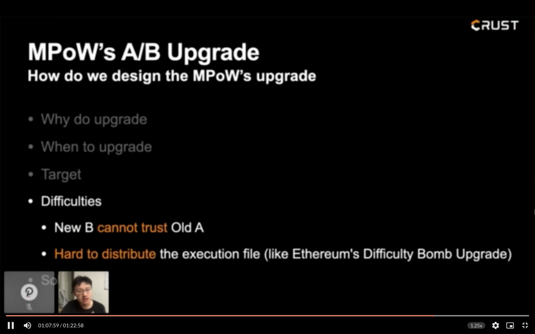However, like I said, the enclaves cannot trust each other on their own. So the difficulty is quite clear. The first is that the new B cannot trust the old A. That is because the encrypted enclave runtimes are separated, so they cannot trust each other. They cannot recognize each other. And the second is that it is hard to distribute the execution file, like Ethereum's difficulty bomb upgrade, right?